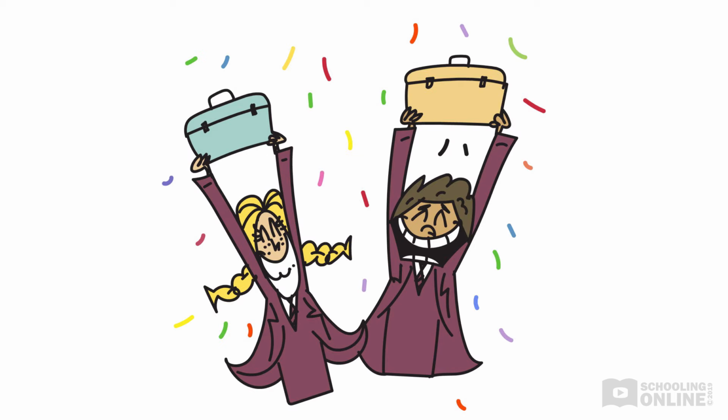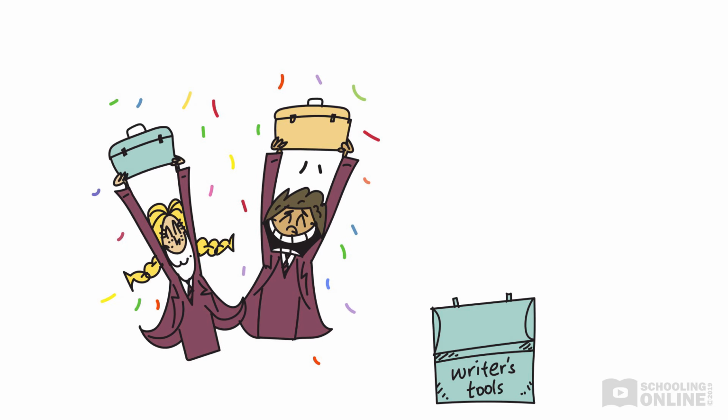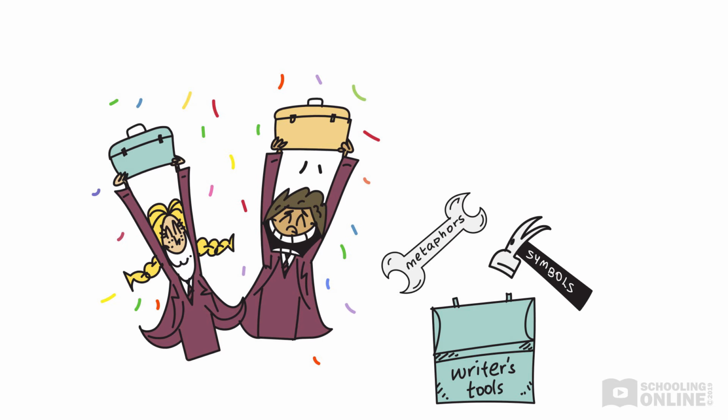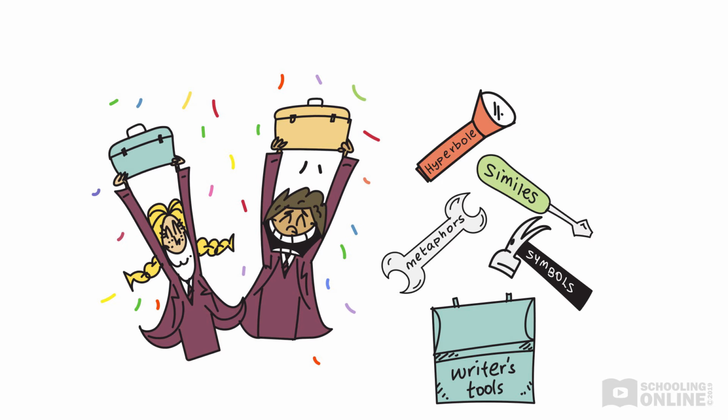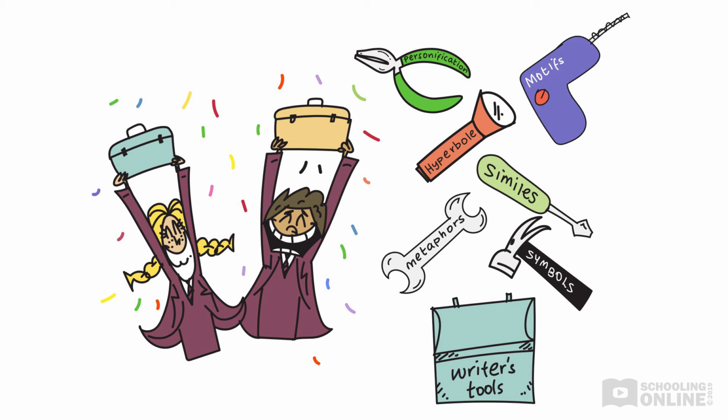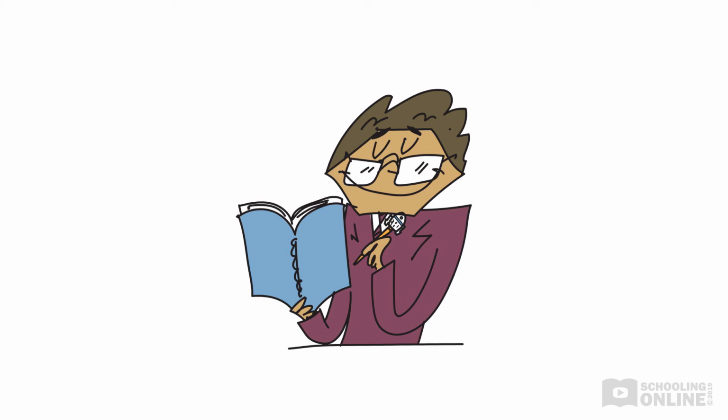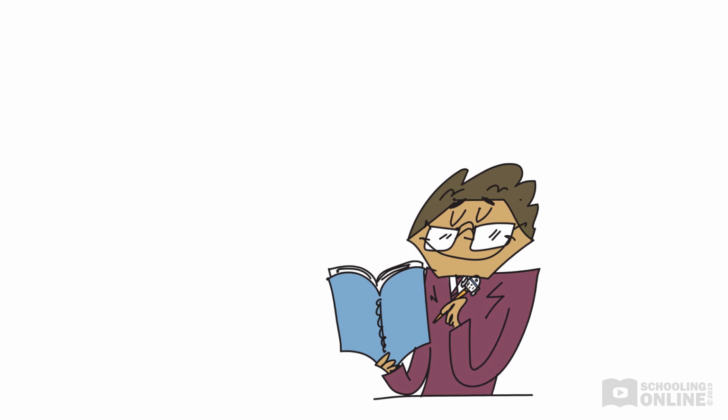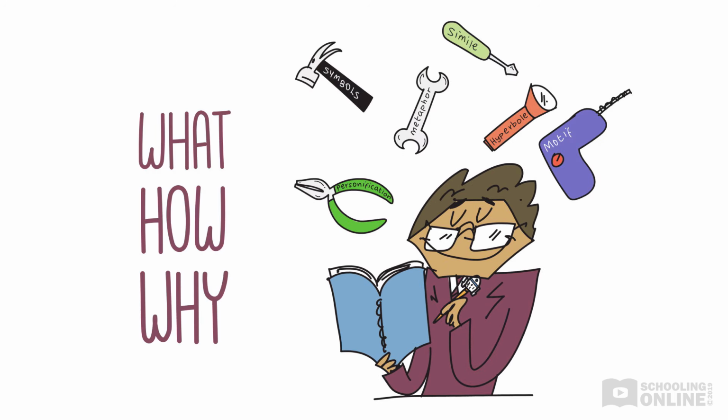Nice work! You've just learnt some of the most common techniques that composers use in their texts. So far, we've covered symbolism, metaphors, similes, hyperbole, personification, and motifs. Now you're ready to read and understand any text that comes your way. Be on the lookout for what the composer is saying and how they use the tools of language to convey their message.